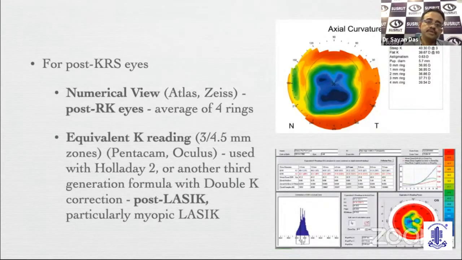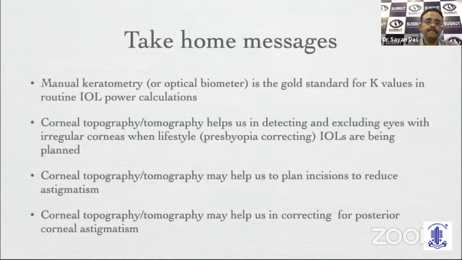So if it's a post-RK situation, we can use the numerical view of the Atlas device from Zeiss, and we take the K value as the average of the foldings. Whereas in the post-LASIK situation, particularly post-myopic LASIK, we can use the EKR, the equivalent K reading, and this is used with the Haigis-L or another third generation formula with double K correction.